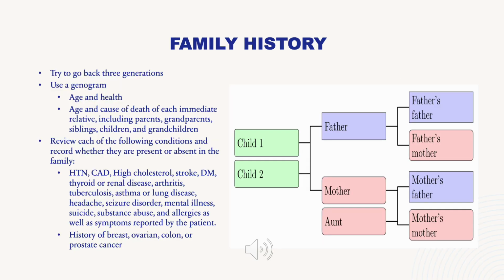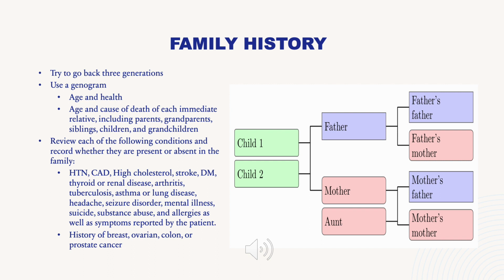Family history is a record of health information about the patient and his or her immediate relatives. Try to go back 3 generations if possible. Use a genogram. It lists the age and health or age and cause of death of each immediate relative, including parents, grandparents, siblings, children, and grandchildren.